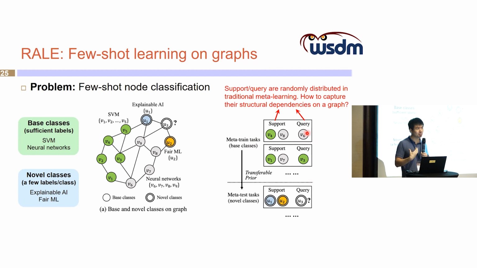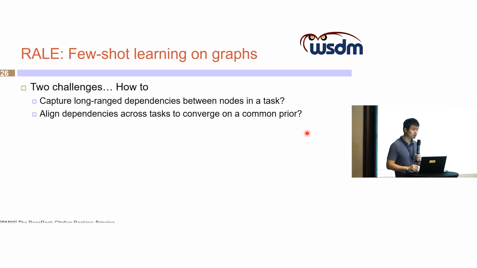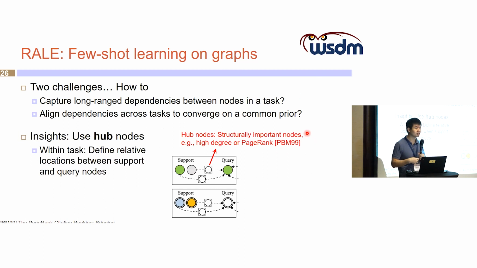How do we capture the dependency in the nodes? How do we leverage the topology information in the graph? Basically, we use the actual hub nodes. So hub nodes help us to locate or to reach nodes within each task.